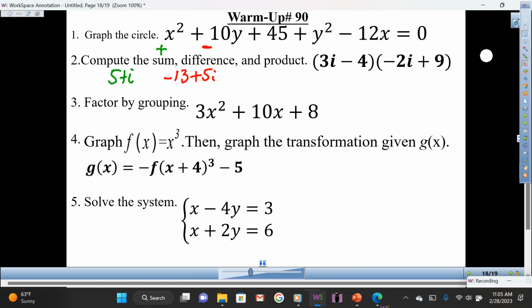Product. What'd you get for the product? Alexandra, what'd you get? All right, help her out, please. Briseida. That is correct. Hands, have you got that?